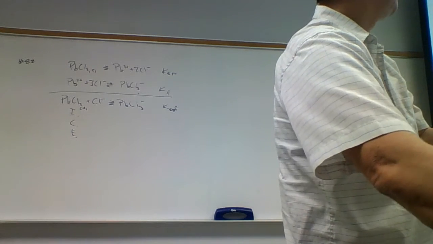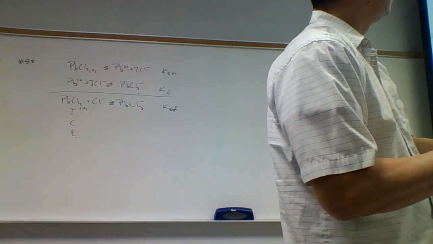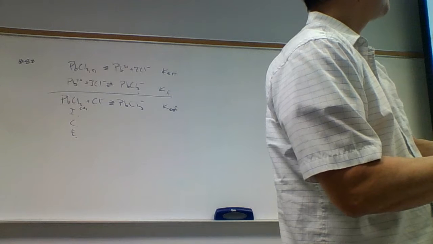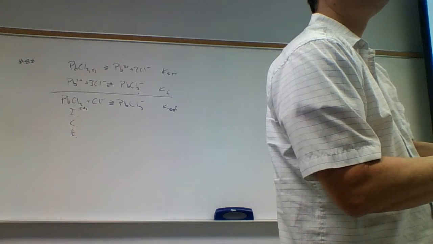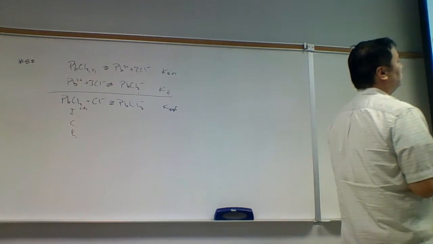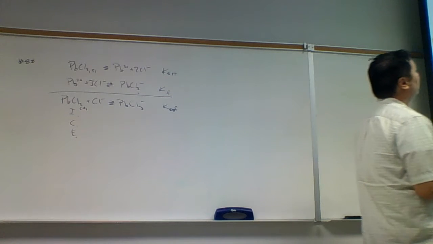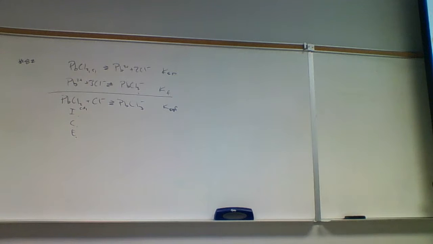Okay, one thing I don't like about the book is that the book never uses the ICE tables. I can understand why, because if they set up ICE tables, it just takes up a lot of room. So for number 82, we probably should read the question first. Let's read the question for number 82.